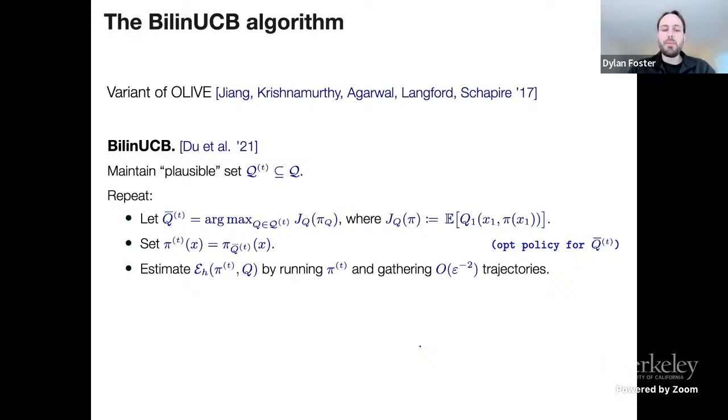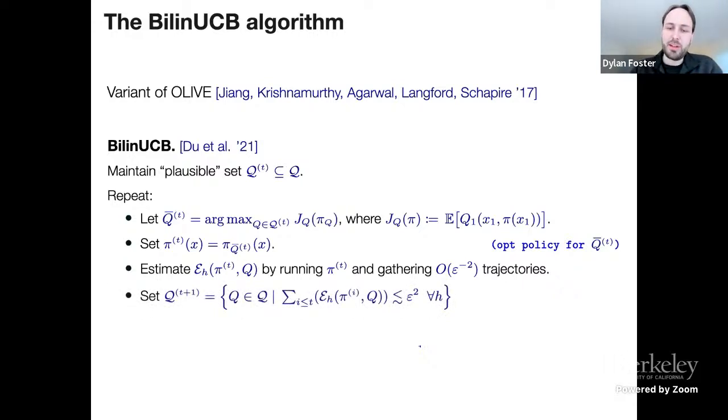And then the way we're going to update our confidence set is by keeping only the Q functions where the sum of squared residuals that we've estimated so far is small. Oh, sorry about this. There's a typo here. So the Bellman script E in this definition should have a square on it. Okay. So we're just keeping the Q functions where the sum of Bellman residual squared is small. The motivation being, we know that Q star has 0 Bellman residual up to some small statistical error.